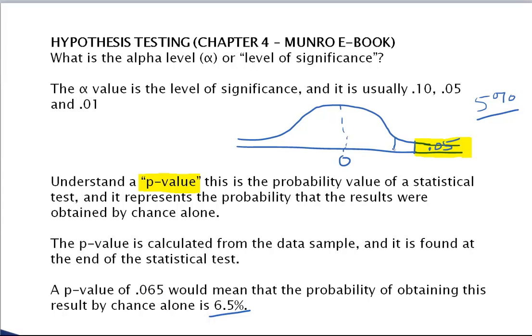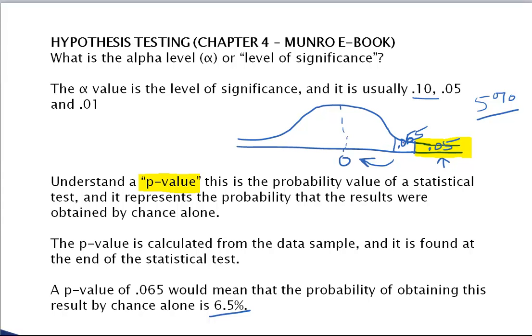So that number is actually bigger than our 0.05. So 0.065 would be outside of the rejection region. It's closer to the mean. So if we had this as our statistical level of significance, we would not reject the null hypothesis.